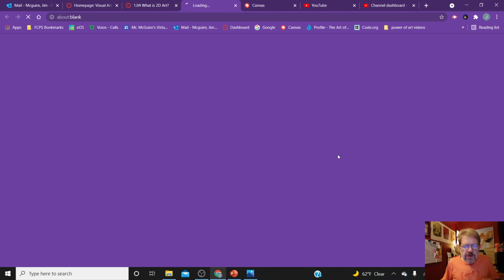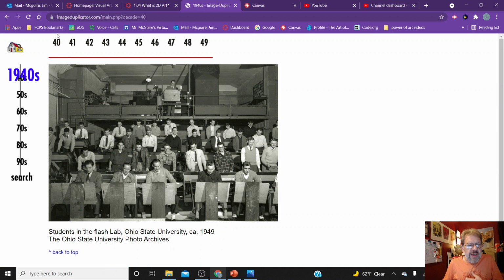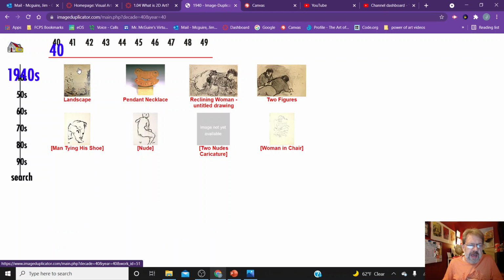So let's look at, if you come into the module here, you can go into what they call the image duplicator. This is sort of the history of Roy's artwork, and you can see his progressions. We can start in the 1940s and look at what his drawings were looking like in the 40s. We see that these are very reminiscent of almost what Van Gogh was creating at the time.